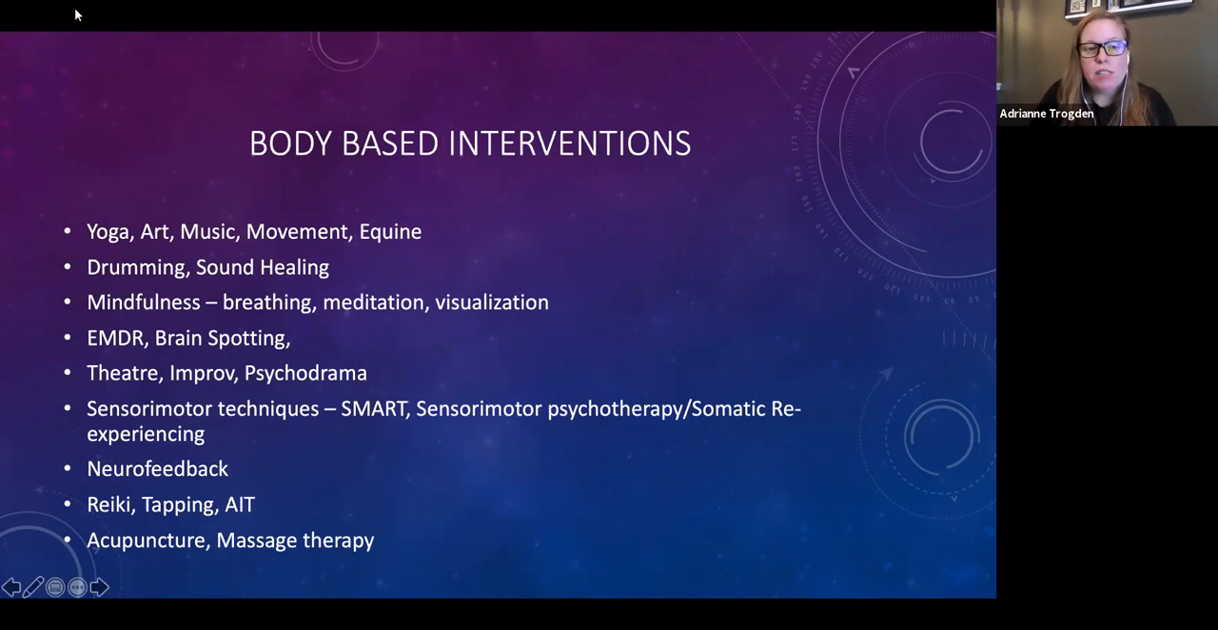Art, incorporating some creativity into your sessions, into your work with clients, can be helpful. I've seen some really interesting and cool trauma-specific programs that incorporate a lot of art, whether it's through collages, painting, different art mediums. But that can really help clients process both the trauma and work on their addiction related elements as well.